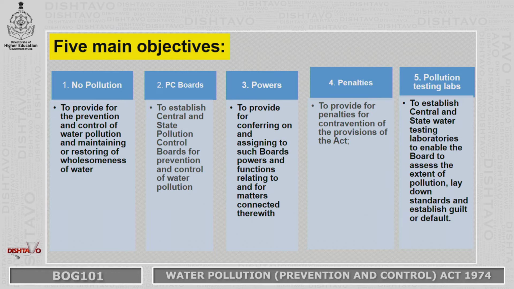The second objective of this Water Act was to establish the boards, the Central Board and State Board, the State Pollution Control Board or Central Pollution Control Board. And these are established for prevention and control of water pollution. Now, as such, this Water Act provides for conferring and assigning of powers to such central board or state board and the functions relating to the matters that are connected with water pollution.